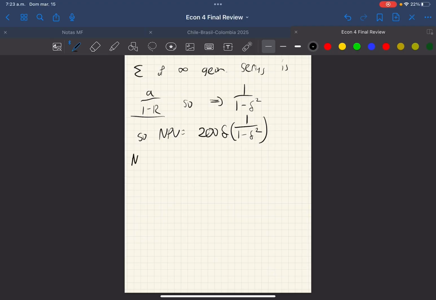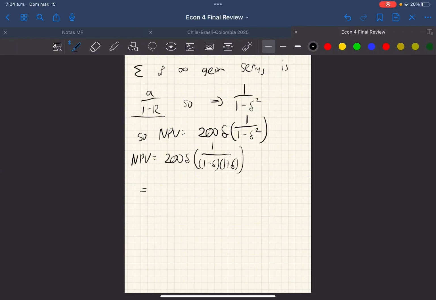So we're going to get the net present value is equal to 200 times delta times 1 over 1 minus delta, 1 plus delta. Right? And so this is because you can rewrite 1 minus delta squared as this product of 1 minus delta and 1 plus delta. Okay?